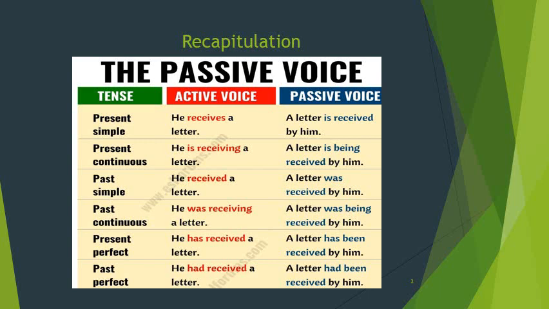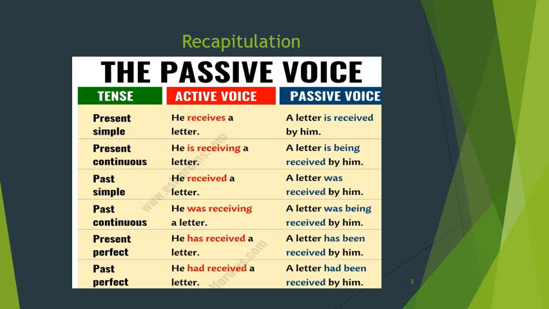Simple present tense. He receives a letter. The passive will be a letter is received by him. Present continuous. He is receiving a letter. A letter is being received by him. Simple past. He received a letter. A letter was received by him.